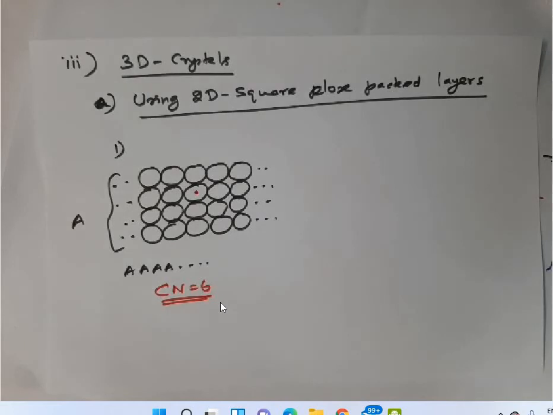Is it clear, students? Is it clear? Coordination number is 6. Yes. Sir, if it's the same layer, how is it here? It should be 2 in here, sir. No, in the same layer 4, no more? Are you asking about coordination number?